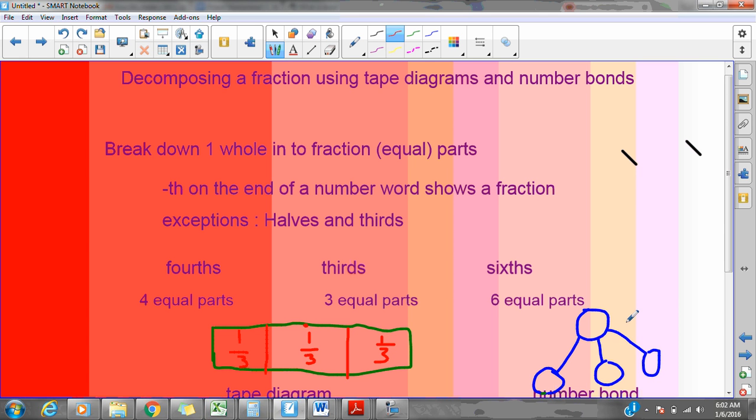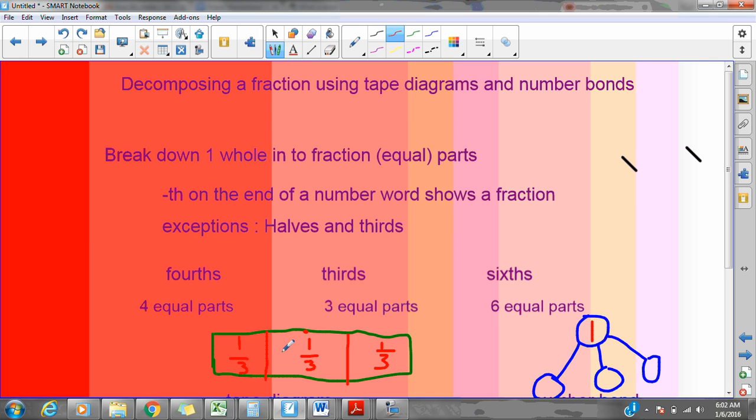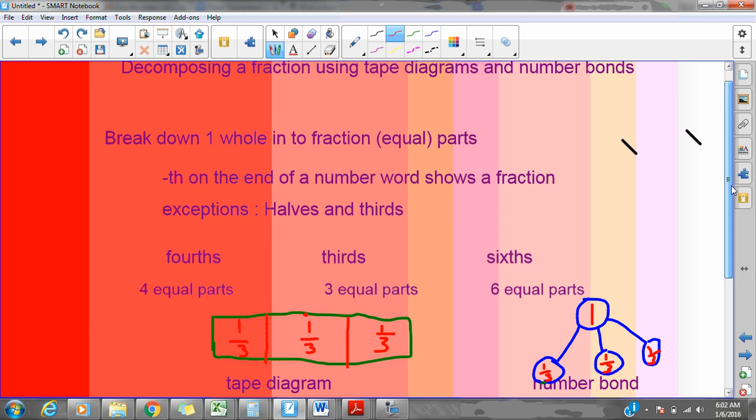Here's my number bond. If this stands for the whole, then my number bond has to have three stems coming from it. If it was sixths, I would make one thing with 6 stems coming from it, and my tape diagram would have 6 parts. By the way, if I was making sixths from a tape diagram, I would make thirds first and then cut each part into half. So here I have 1/3, 1/3, and 1/3. Altogether, I have one whole.